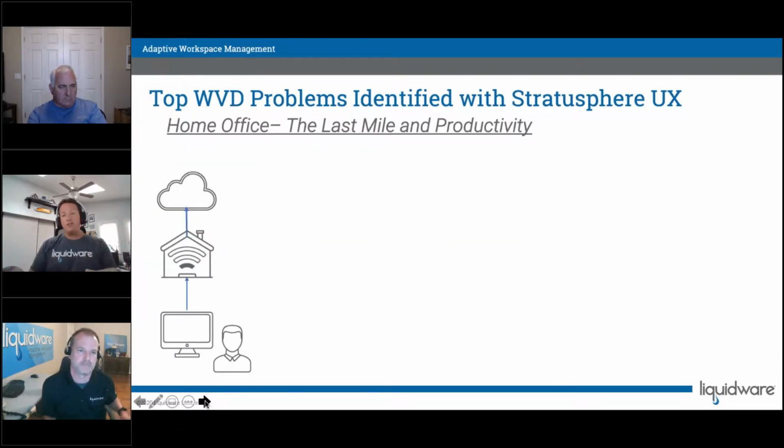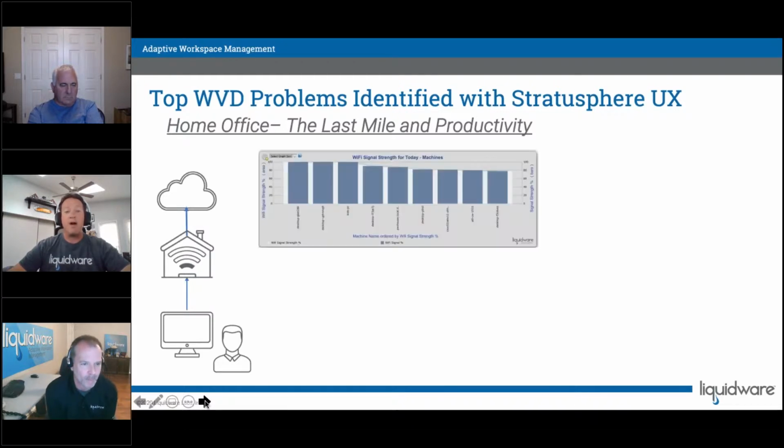One of the newest features that we've introduced with Stratosphere 6.1.5, although we're about to release 6.50, is our last mile in productivity. We're able to see what's going on in the user's home office. And this has become huge in the last year as so many people have been sent to work from home.